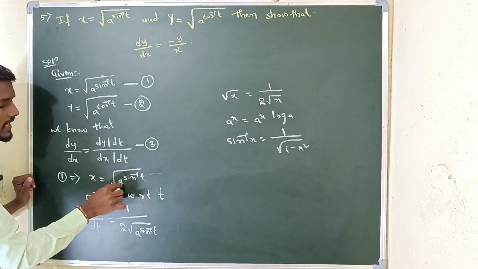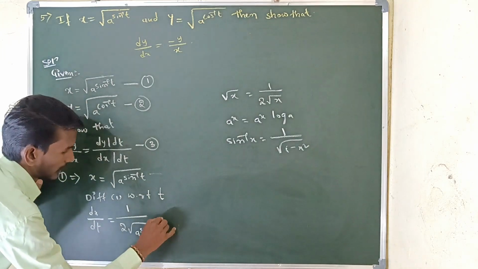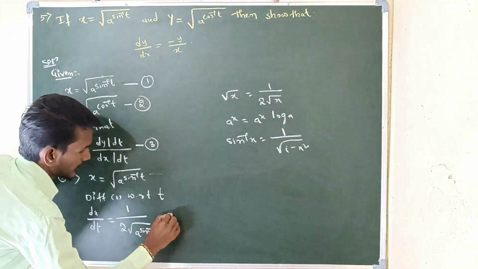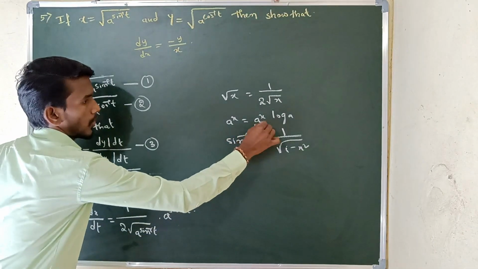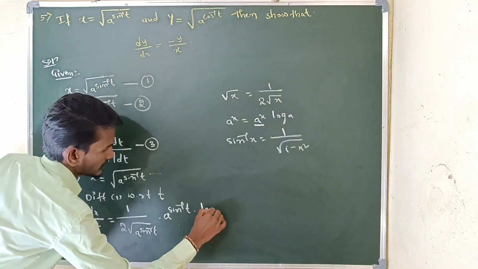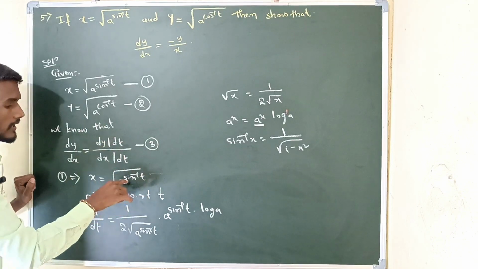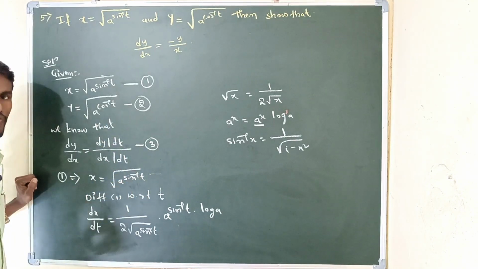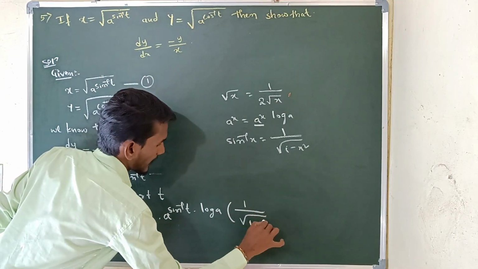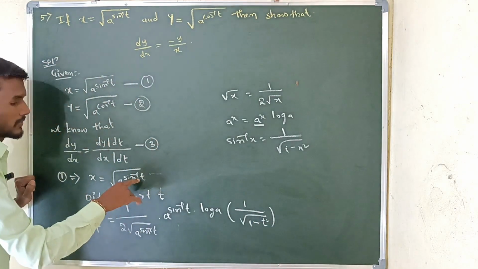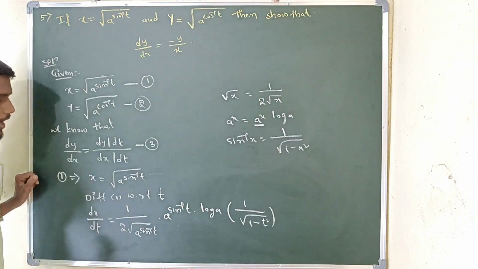Next you have to apply the a to the power x derivative. The derivative of a to the power x is a to the power x into log a. You have to apply it, where a to the power x is a to the power sin inverse t, then log a is as it is. Then you have to apply the derivative of sin inverse t, it is 1 divided by root of 1 minus t square. If it is t, you have to write t. If it is x, you have to write x. Now you have to simplify this one.